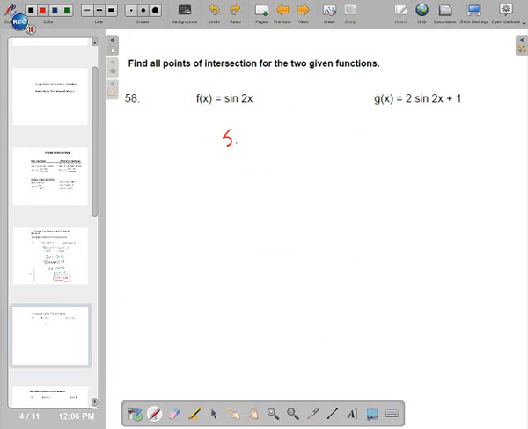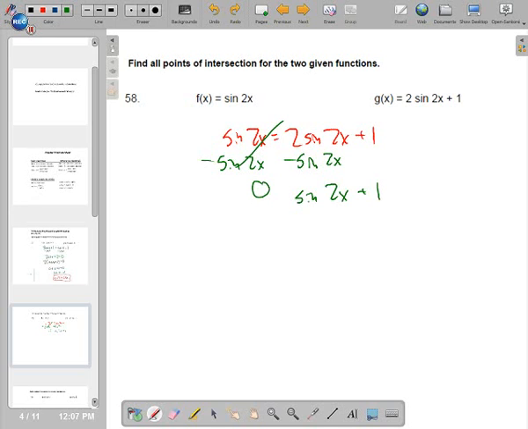Second one is the same game. We're going to set them equal. The sine of 2x equals 2 times the sine of 2x plus 1. So again, these are like terms, the sine of 2x and 2 sine of 2x. If I subtract the sine of 2x on both sides, 2 sine of 2x minus 1 sine of 2x is 1 sine of 2x. So I have 0 equals the sine of 2x plus 1. Okay, so let's get the sine of 2x by itself. Negative 1 equals the sine of 2x.